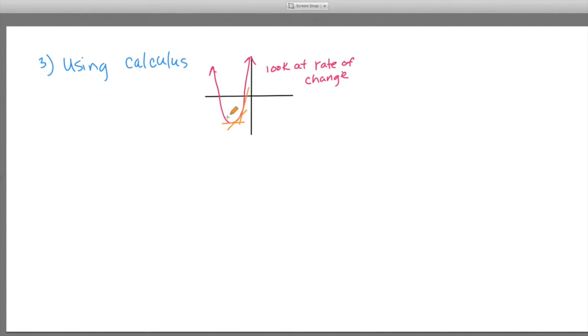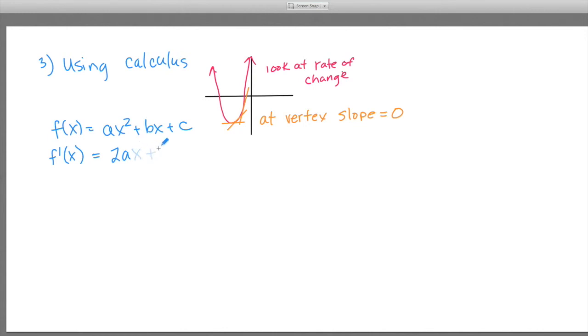So if we can find where the slope is 0 on a parabola, if we can find that x-coordinate, we will have the vertex. That's the only place on that parabola where the slope is equal to 0. Looking at the general form of the equation for a parabola, ax squared plus bx plus c, we can take the derivative, realizing that a, b, and c are coefficients. So f prime of x, the derivative of f of x, is 2ax plus b.